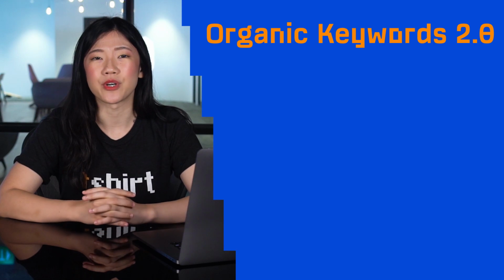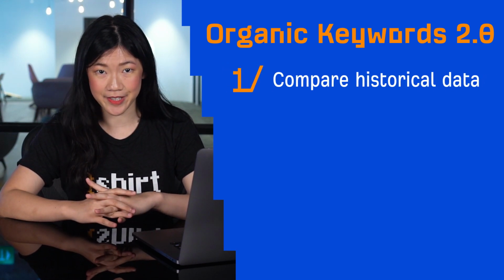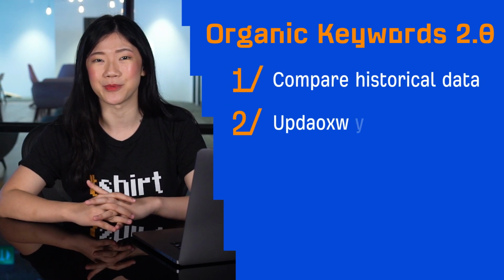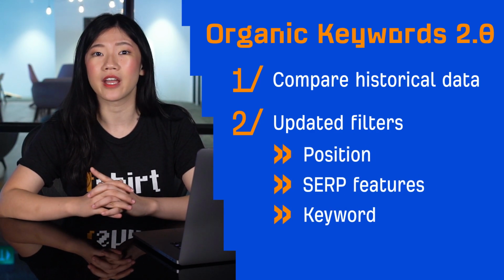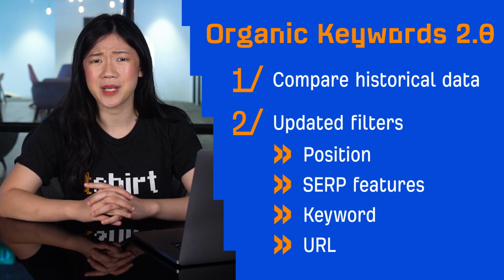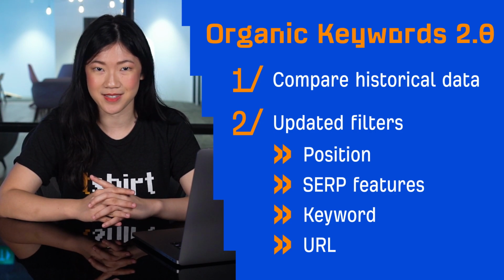We've done a complete revamp of our organic keywords report. It's a big change. We're introducing the ability to compare ranking data between dates and a complete rework of some filters, namely position, SERP features, keyword, and URL. Everything is now way more flexible and gives you lots more options to work with. Today, I'll talk you through all these new features and sprinkle in some use cases along the way. Let's do it!